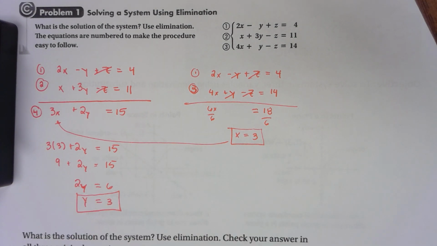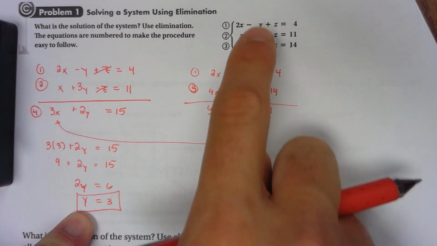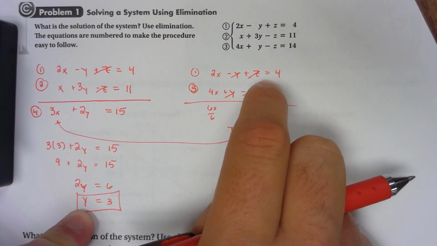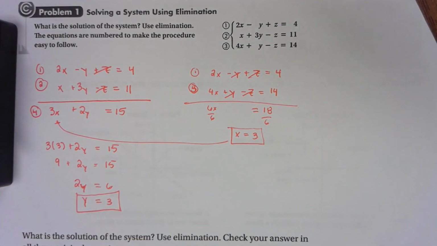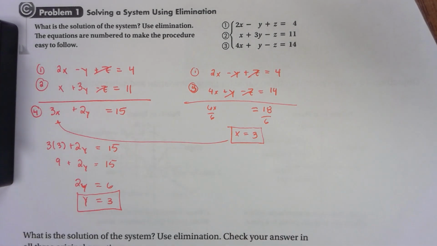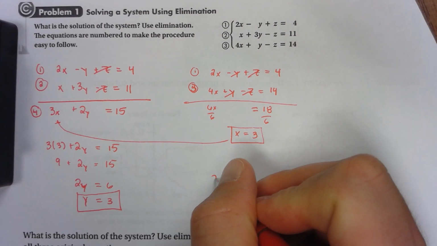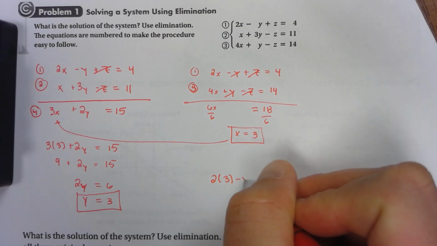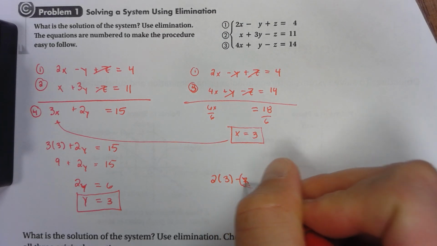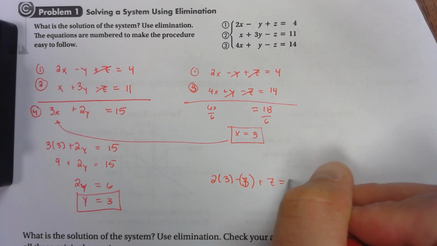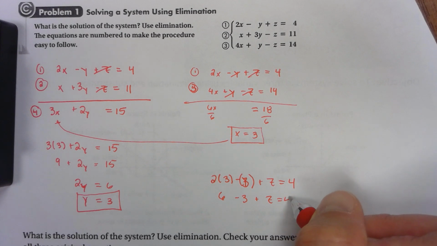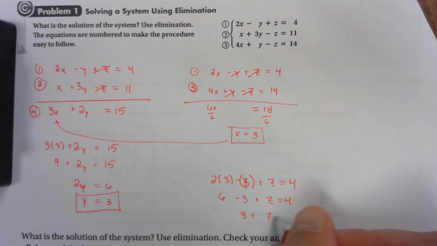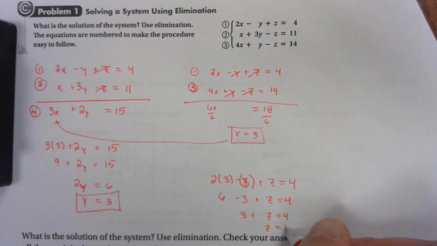And now that we have x and y, to find z, we just need to take these values and plug it back into any of the original equations that we started with. Okay, because now knowing x and y, we can replace those variables, and the only missing variable now will be z. So let's just plug it into 1. Again, it doesn't matter. So 2 times 3 minus y, which is 3, plus z equals 4. So this is 6 minus 3 plus z equals 4. So 3 plus z equals 4, and thus z equals 1.